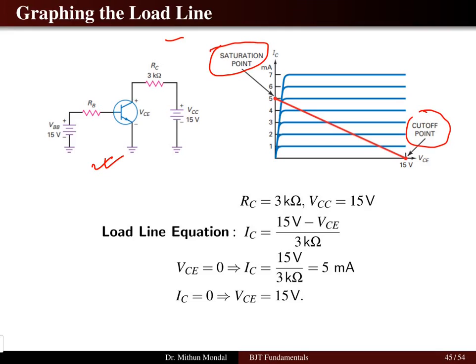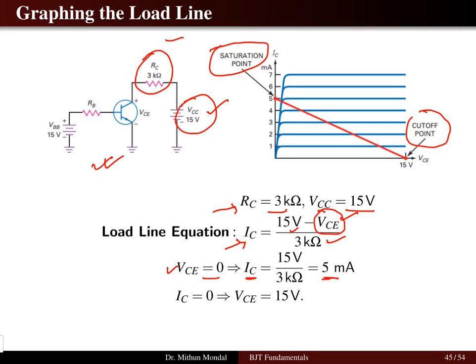So if we graph this load line for this particular example where we have obtained the saturation point and the cutoff point, given the collector resistor as 3 kilo ohms and the collector voltage as 15 volt, you can obtain the collector current in the circuit, which is 15 volt, that is VCC, minus the collector to emitter voltage, divided by the resistor of the collector. Now you see, if the collector to emitter voltage is set to 0 volt, then we get the collector current as 5 milliampere.